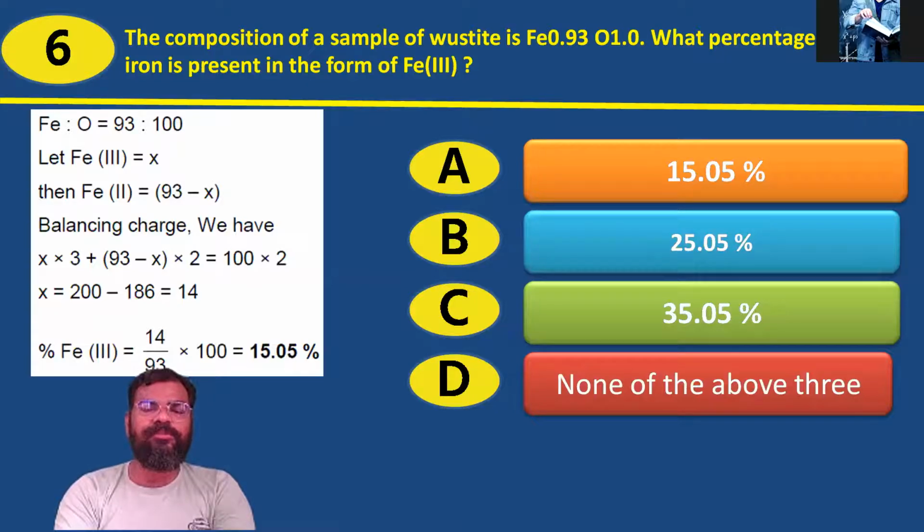So percentage of Fe3+ is 14 divided by total 93 multiplied by 100. So you will get 15.05 percentage for Fe3+. 15.05 percentage. So option A is the correct answer for it.